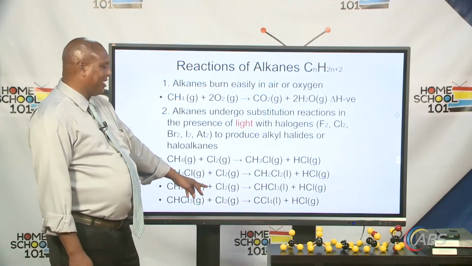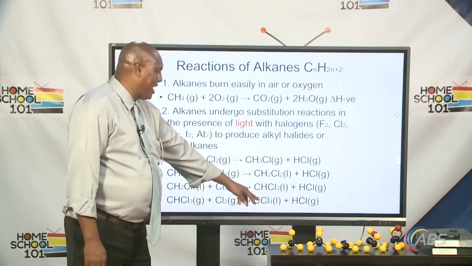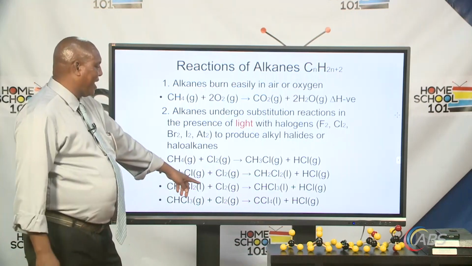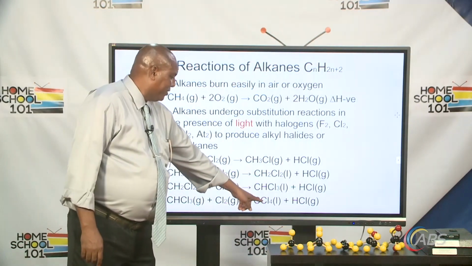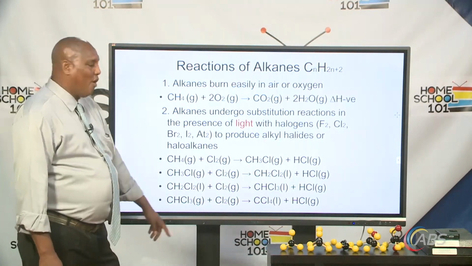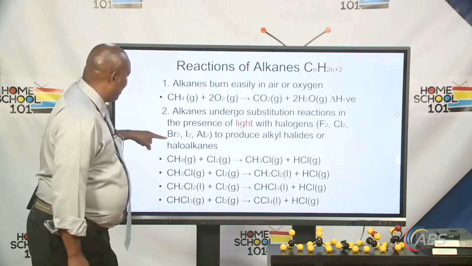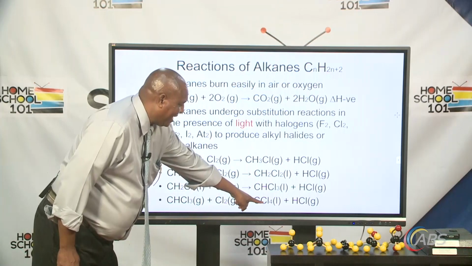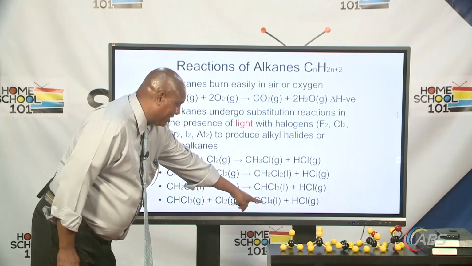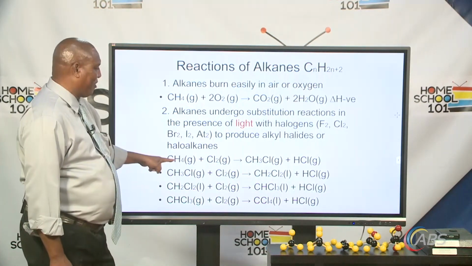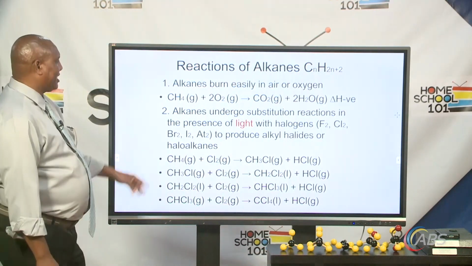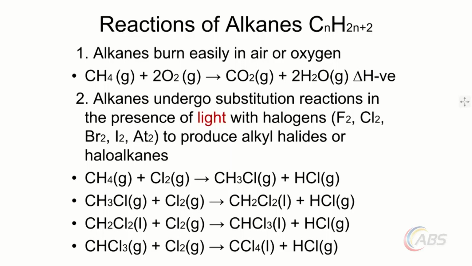Then dichloromethane reacts with chlorine to produce trichloromethane. And eventually, trichloromethane reacts with chlorine to produce tetrachloromethane. Notice that all of the hydrogens in methane, here we have CH4, are now replaced by chlorines. 4 chlorines have replaced the 4 hydrogens. So here we have tetrachloromethane. So these are the 2 reactions of alkanes.